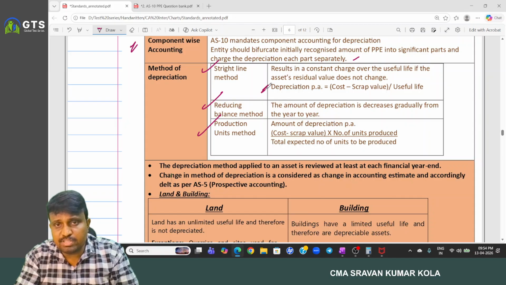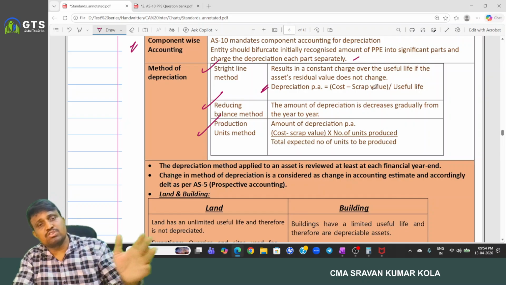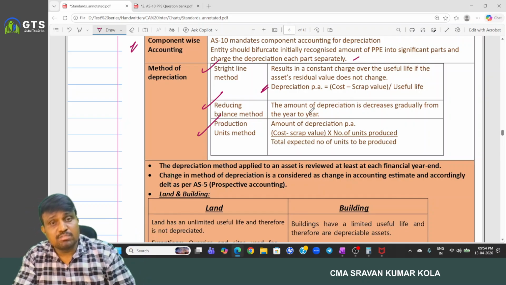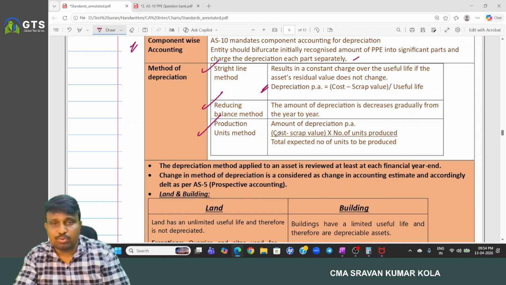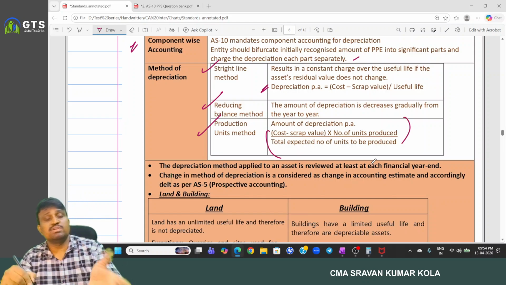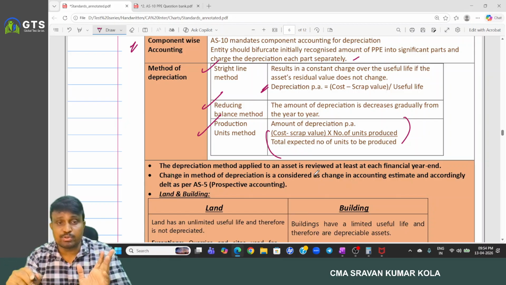In case of the straight line method, depreciation is equal to cost minus scrap value divided by useful life. Here the amount of depreciation is constant throughout the life. In the reducing balance method, a fixed rate is applied on the book value of the asset. In the production units method, this is the formula: cost minus scrap value, multiplied by the number of units produced, divided by the total expected number of units to be produced.